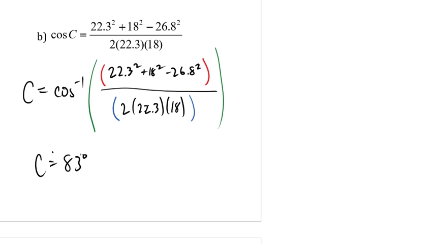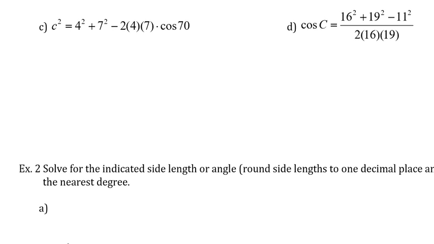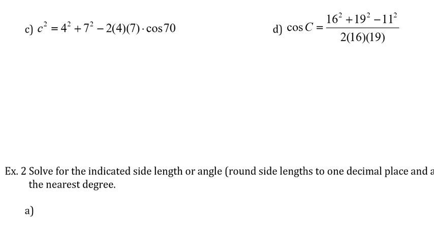Okay, people okay getting that? 82.6 is correct. 83. Okay, try these two. I'm going to come around and help with any calculator issues.